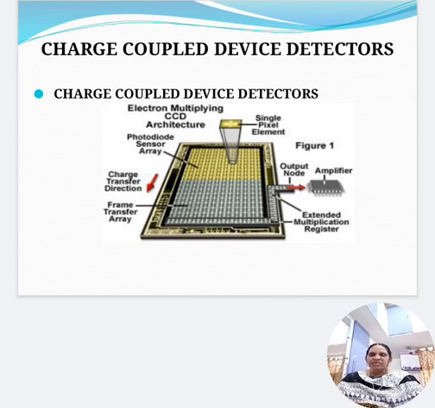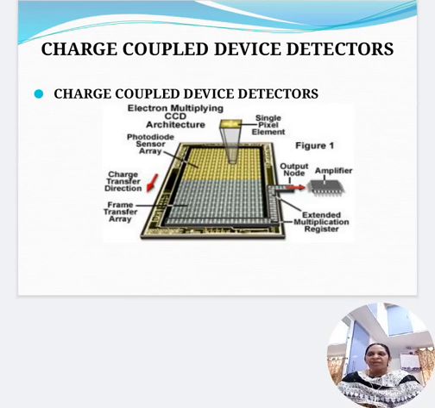CCDs, they are called charge coupled device detectors. See the figure of the charge coupled device detector. We have a single pixel element here. We have an electron multiplying CCD architecture. See the upper part, the yellow part is the photodiode sensor array. You have an array of photodiode sensors. Then charge transfer takes place.